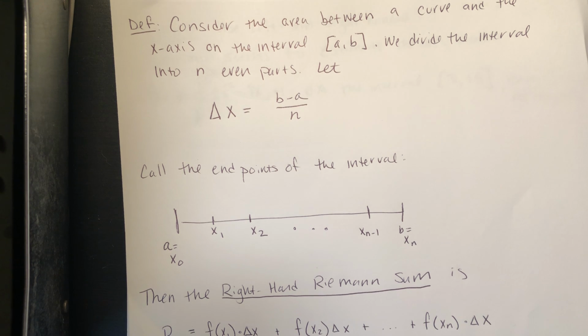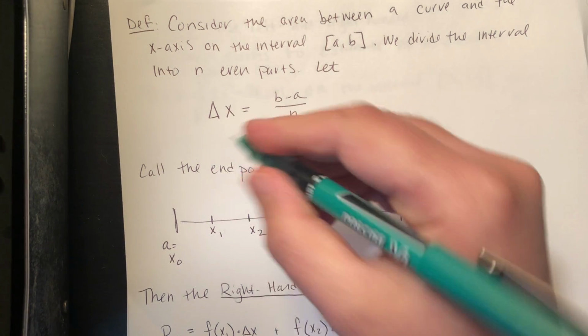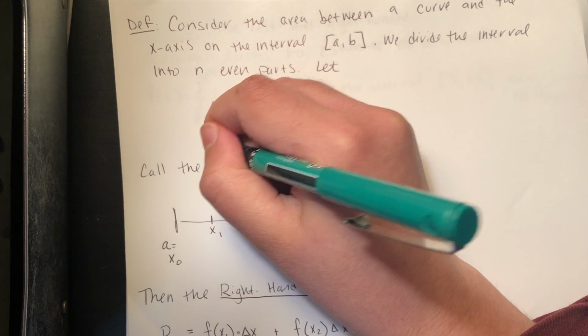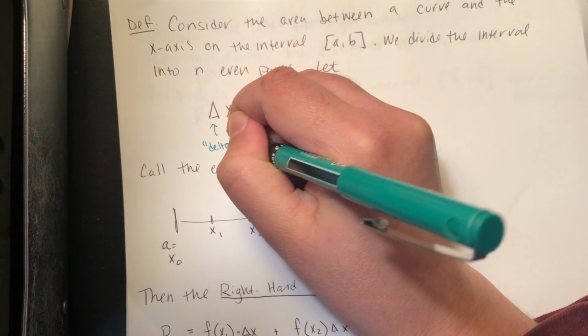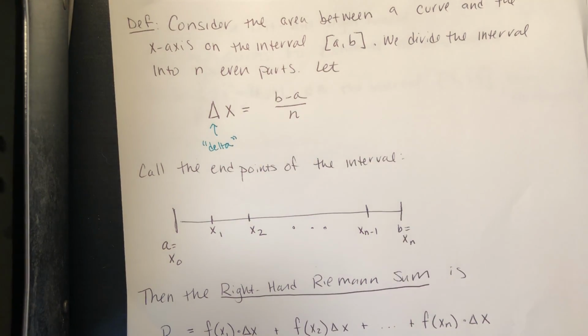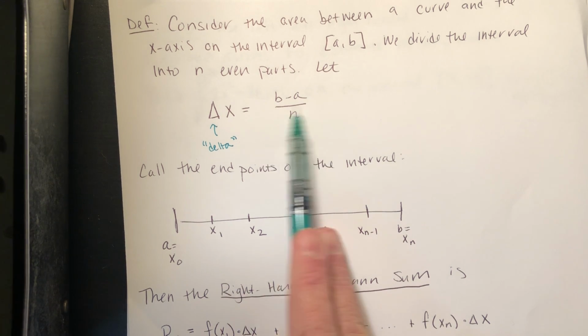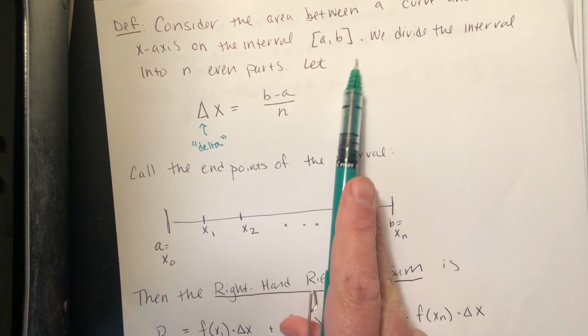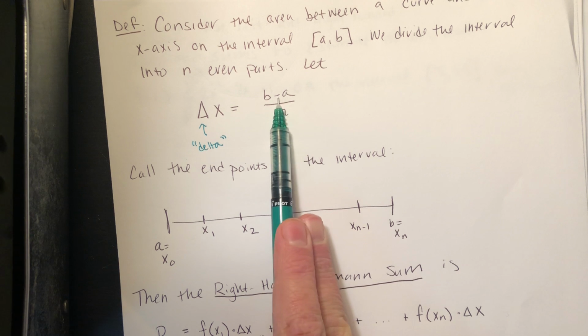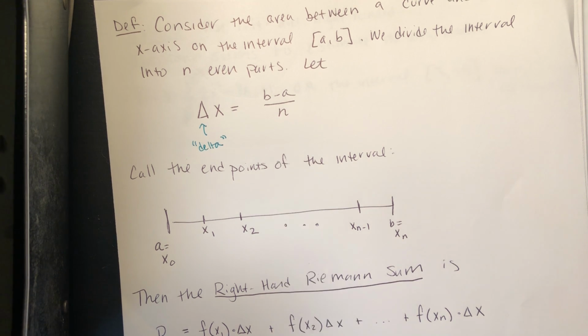We're going to divide that interval into n even parts, and we're going to call the length of each part delta x. This triangle, we read it as delta x, and it really just means the change in x. So it's the length of your interval, b minus a, the right endpoint minus the left endpoint, divided by n, how many pieces you're breaking the interval into.